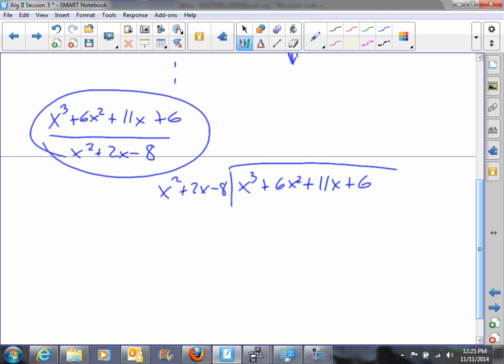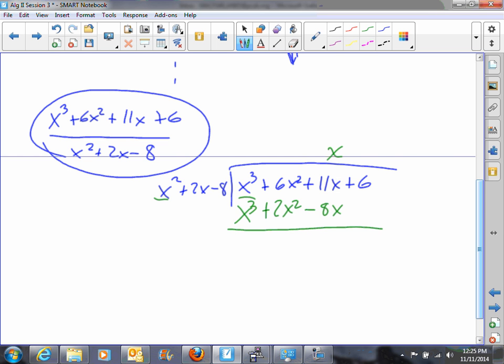And this is polynomial long division, something that we learned a while back. So here it comes again. You look at x squared and you look at x cubed and ask how many times x squared goes into x cubed. Well, it goes in x times. Now we multiply. X times x squared is x cubed. X times 2x is 2x squared. X times negative 8 is negative 8x.